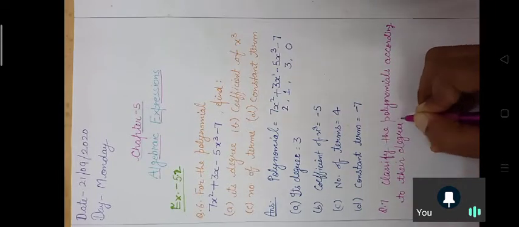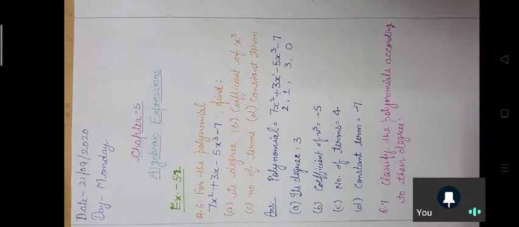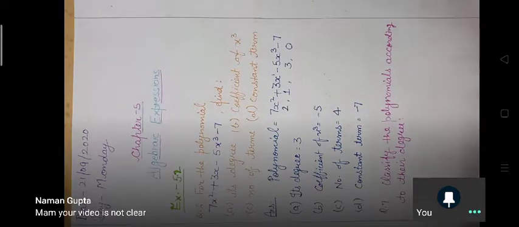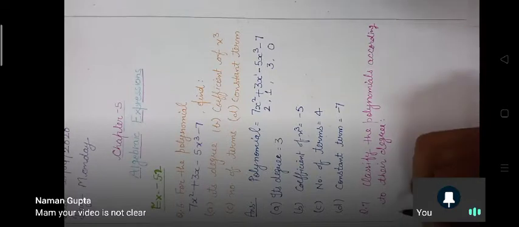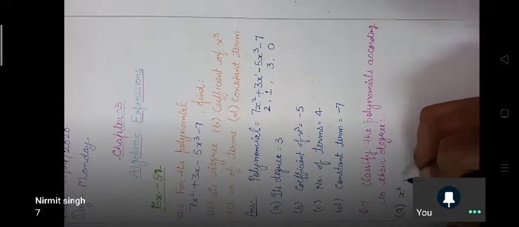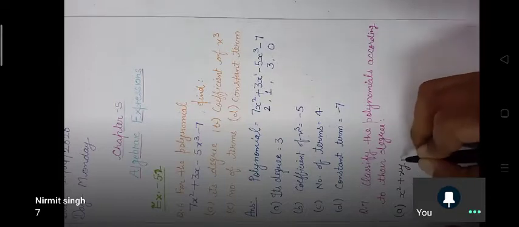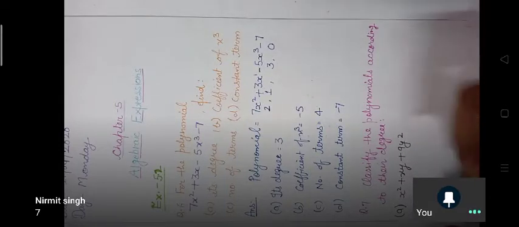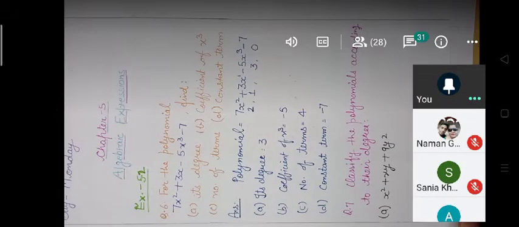पॉलिनोमियल की जो डिग्री, आपको जो पॉलिनोमियल दिया हुआ है उसकी जो भी डिग्री है उसके अकॉर्डिंग आपको क्लासिफाई करना है, व्हाट विल बी इट्स नेम. सो आई एम डूइंग थ्री पार्ट्स हेयर. द ए पार्ट इज x plus xy plus 9y square.